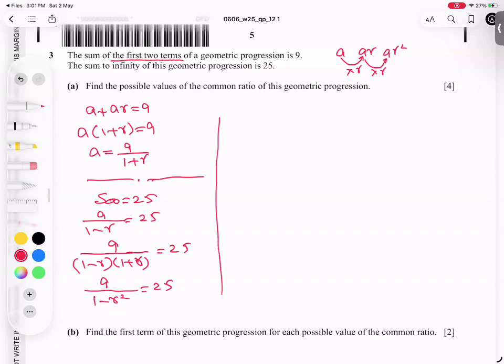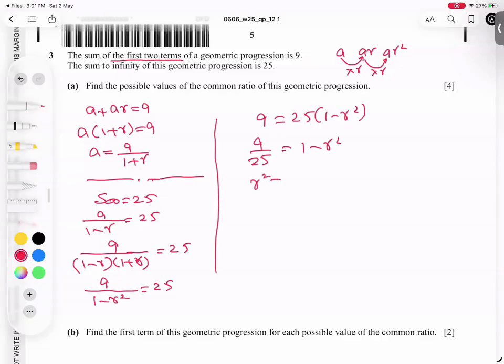So I'm doing cross multiply, students. When I do cross multiply, 9 is equal to 25 times (1 minus r squared). 25 will come down: 9 over 25 is equal to 1 minus r squared. R squared on the left side, and this will go on the other side. So r to the power 2 is equal to 16 over 25. And taking the root of both sides, plus and minus 4 over 5.